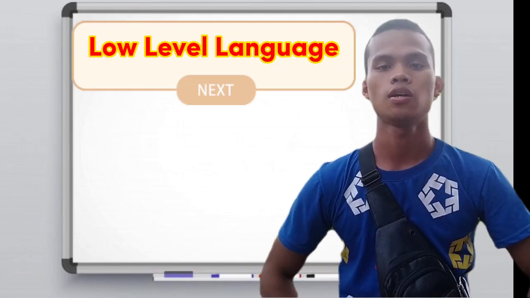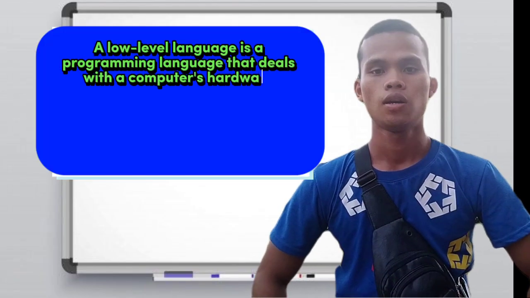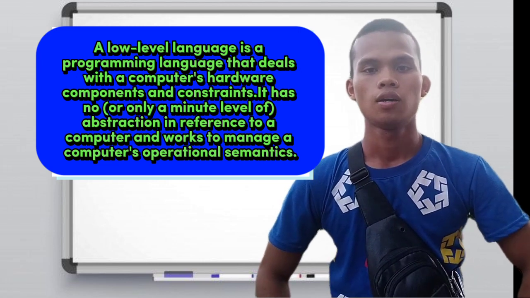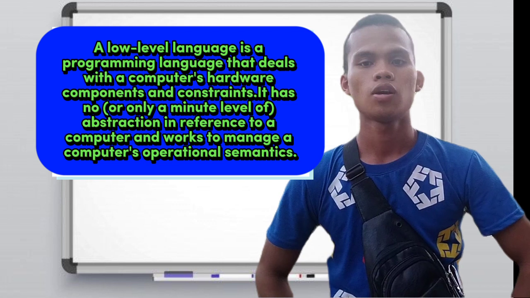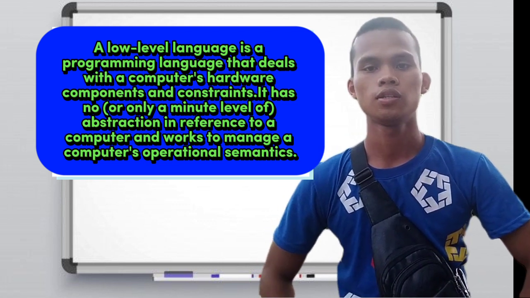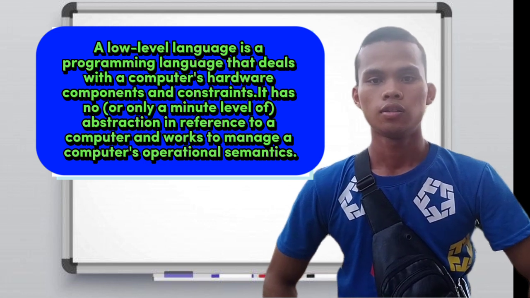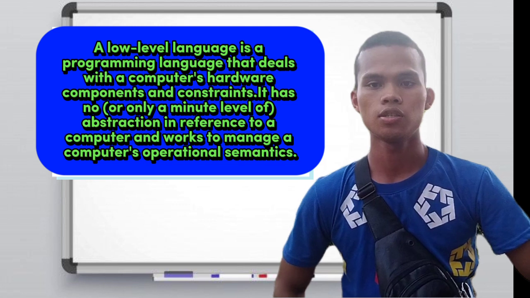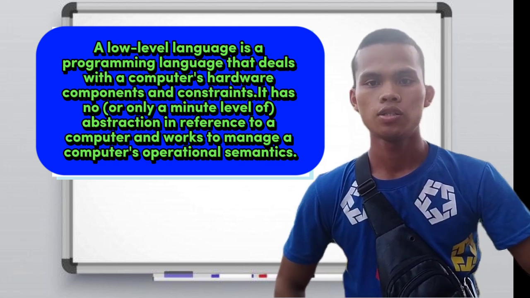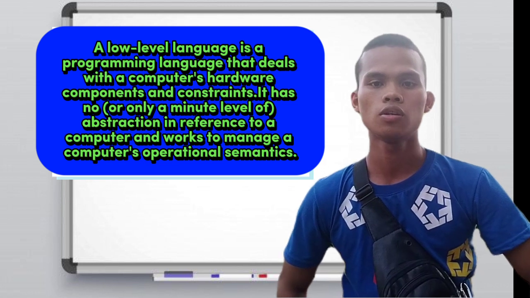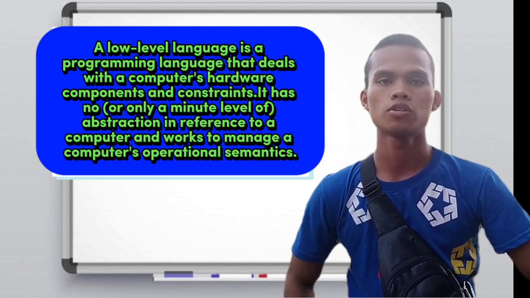Now let's proceed to low level language. A low level language is a programming language that provides little or no abstraction from the hardware of a computer system. It is typically closer to the machine code or assembly language of a computer's processor and allows direct control over the hardware resources.